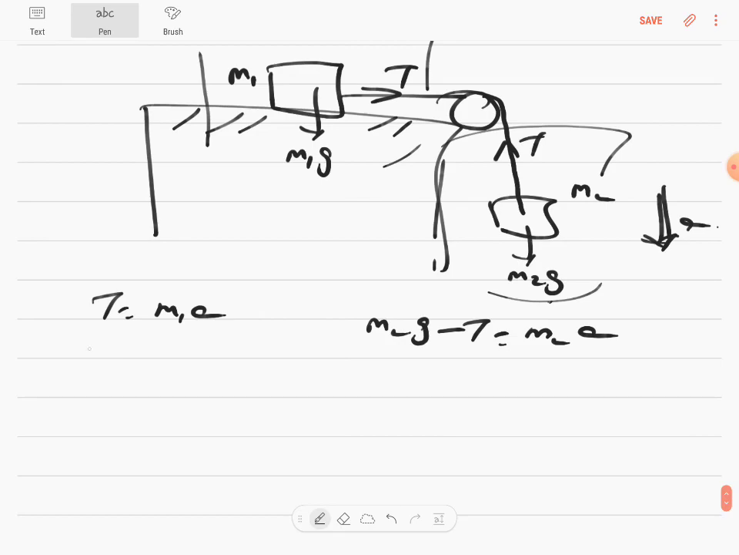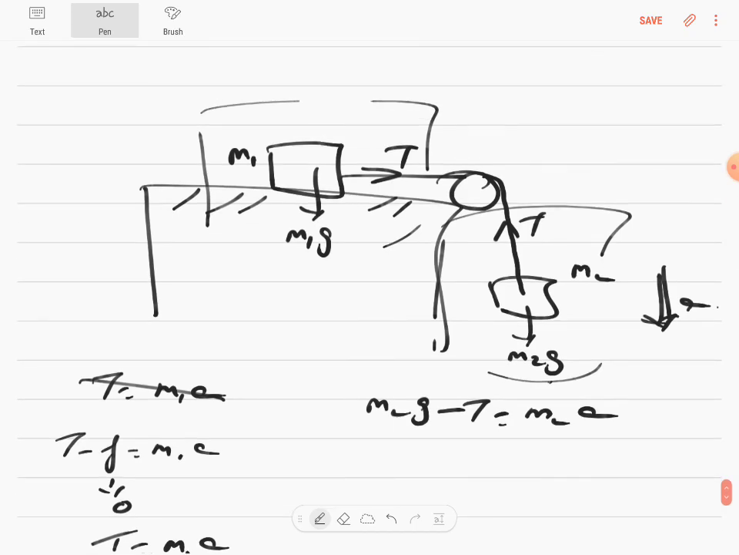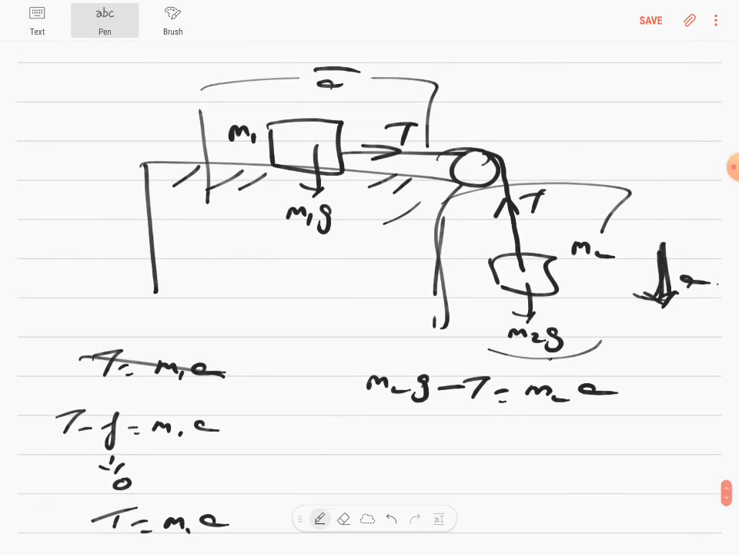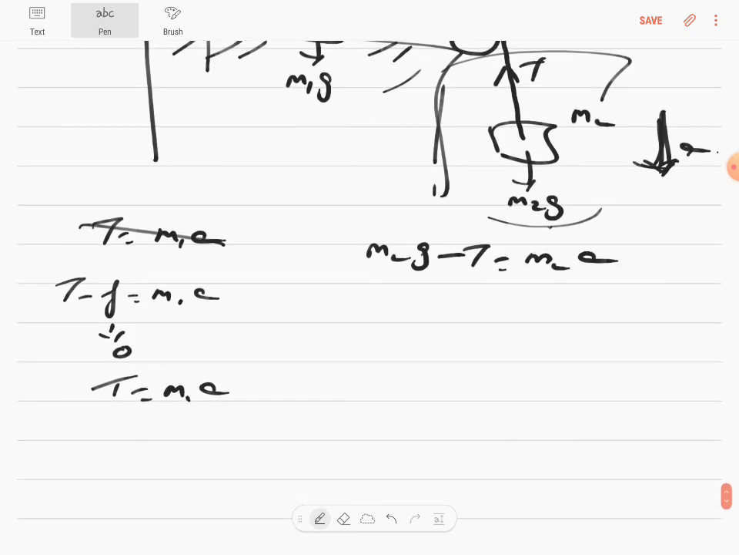So T1 is equal to M1 into A. Take the two free body diagrams. There's no friction, actually it's T minus F is equal to M1 into A. Since friction becomes 0, it becomes T is equal to M1 into A. For this free body diagram, M2G, both of them are going with an acceleration. If this is going to pull it like this, it's going to pull it to the right. So it makes sense for you to write that. So you can substitute this T here, and you get M2G minus M1 into A is equal to M2 into A.